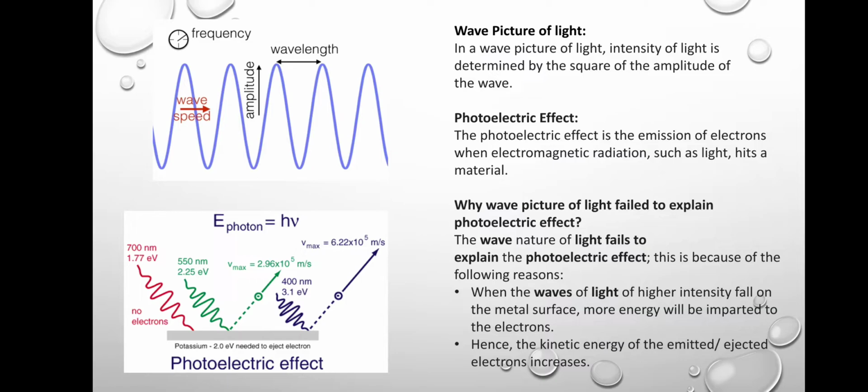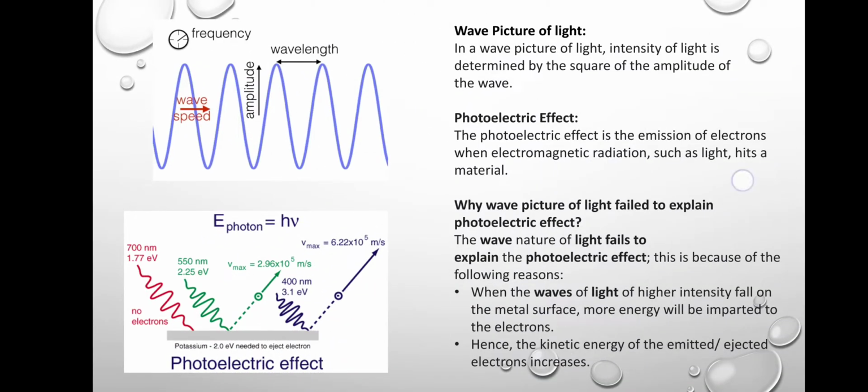The wave nature of light fails to explain because when the waves of light of higher intensity fall on the metal surface, more energy will be imparted to the electrons. Hence the kinetic energy of the ejected electrons will become more. Right? So here is where the wave picture fails to explain the photoelectric effect.